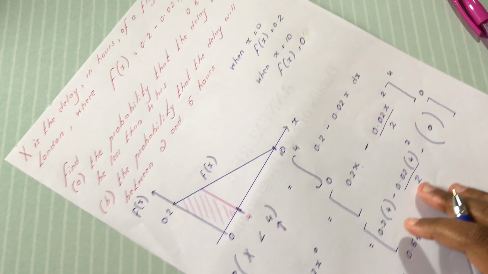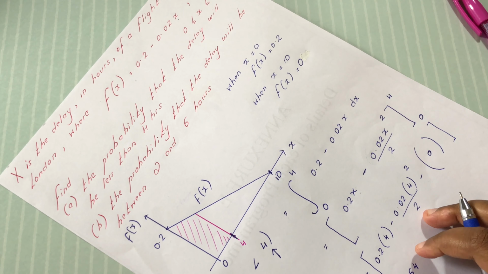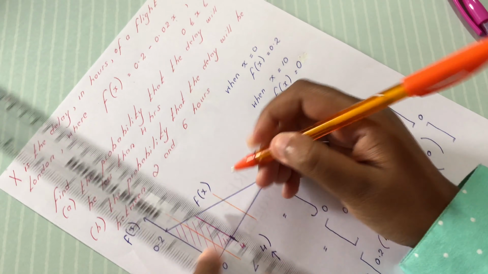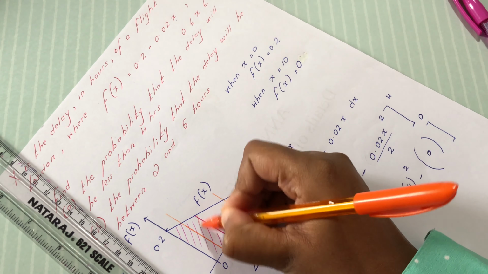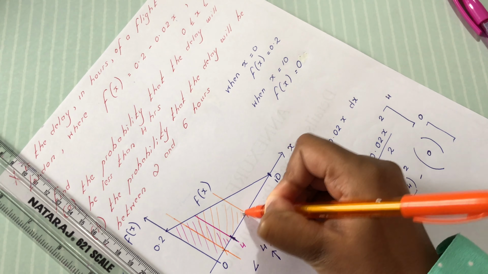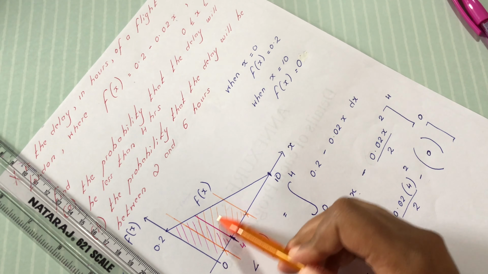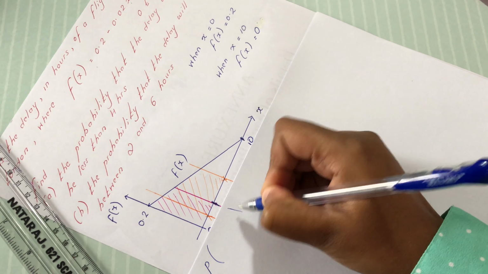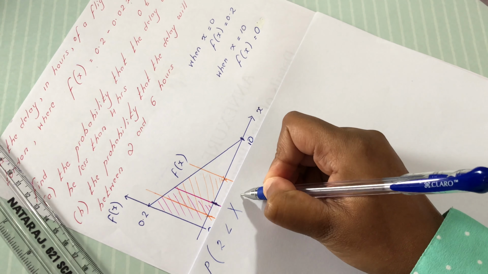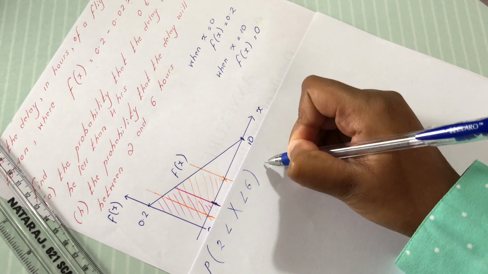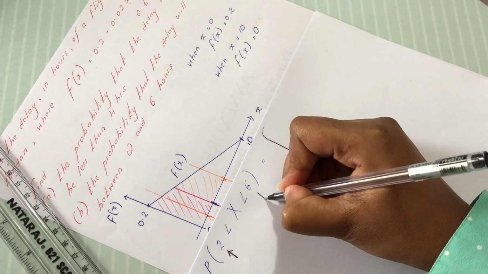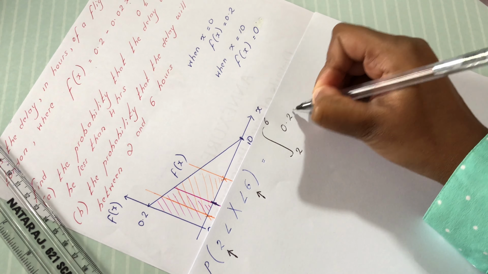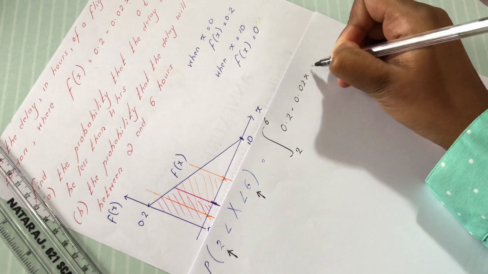Second part, you are asked to find the probability that the delay will be between 2 and 6. So this time we need to find between 2 and 6. So we need to find the area of this shaded part, the probability of this part. So we have probability of x is between 2 and 6, between the lower limit 2 and upper limit 6. So 2 to 6, 0.2 minus 0.02x dx.